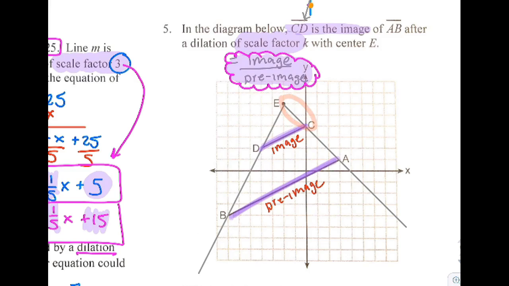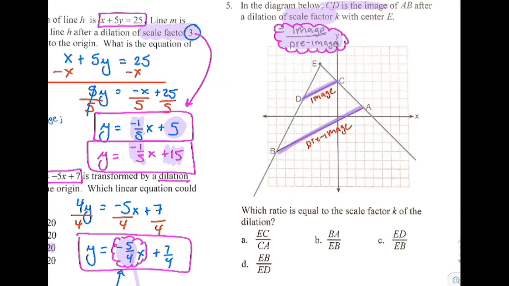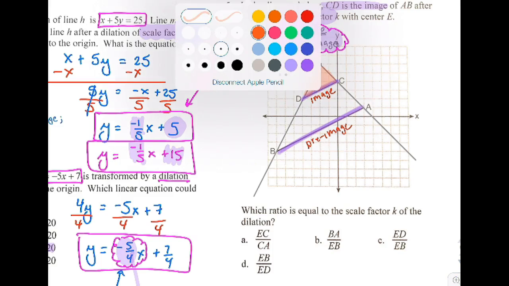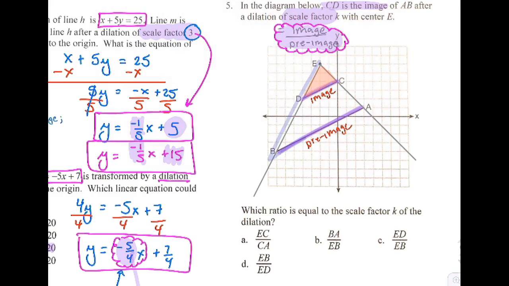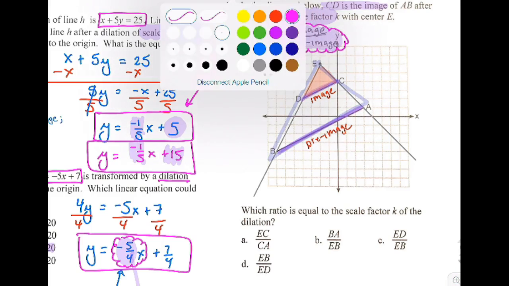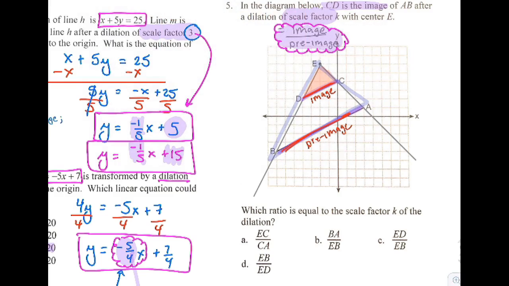You could say EC over EA, but that's not a choice. Or you could say ED over EB, and that is a choice. You can almost see that they're triangles. Once you draw the lines of dilation in, you can see there's a small triangle there, and you can also see that there's a big triangle on the outside. So which small side divided by which big side is shown down here? And it ends up being this one, ED over EB. That's the scale factor.